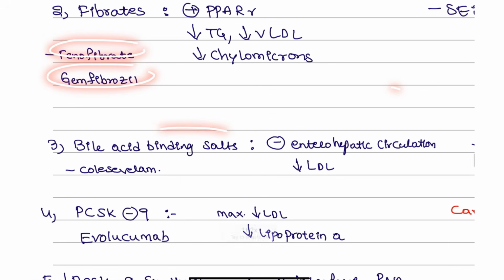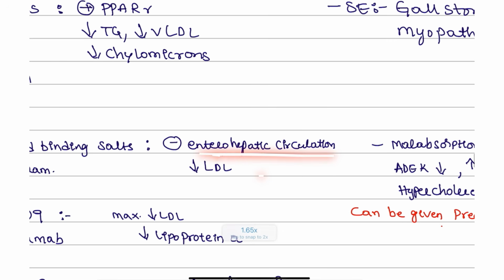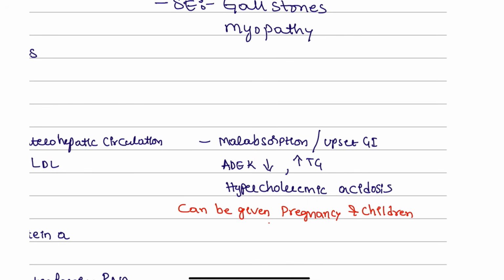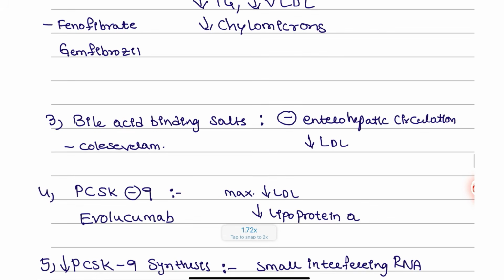Next, bile acid binding salts, and all drugs are with a chole. Okay, like chole. So bile, chole, like the drugs will be seen. Enterohepatic circulation will be blocked. LDL is decreased. So again, common side effects will be malabsorption, the GI upset, and increased triglycerides, hyperchloremic acidosis will be seen. If the patients are suffering from lipid disorders in the pregnancy or the children, we can give these bile acid drugs.